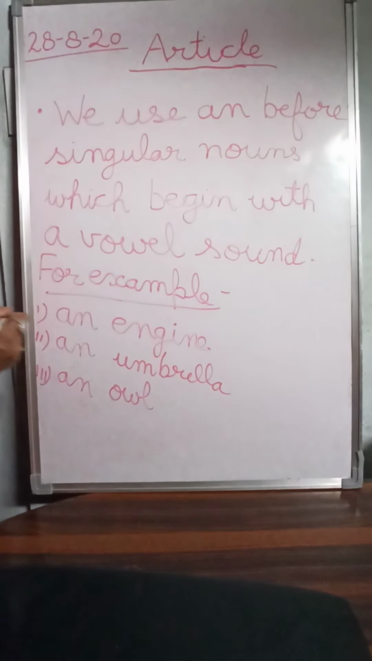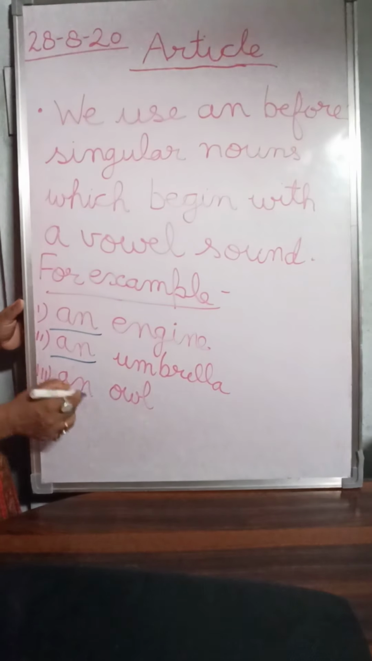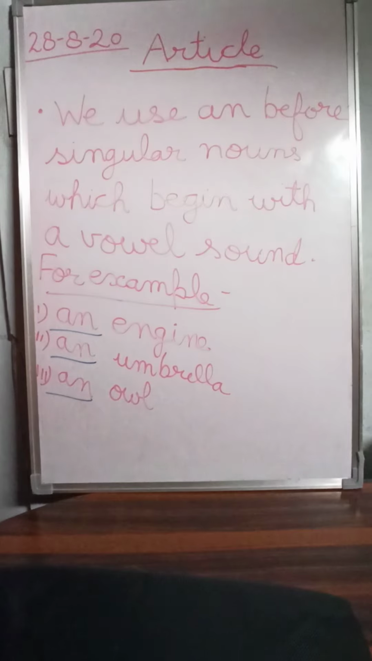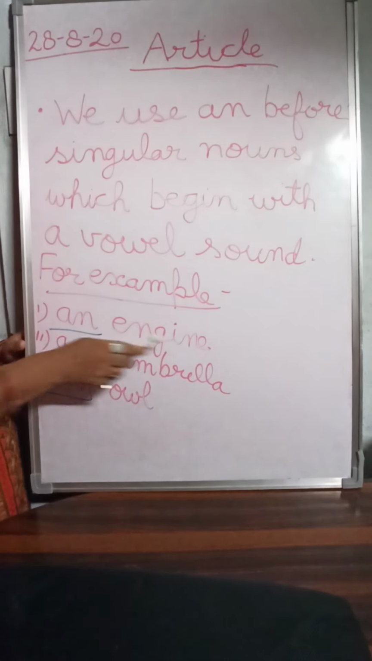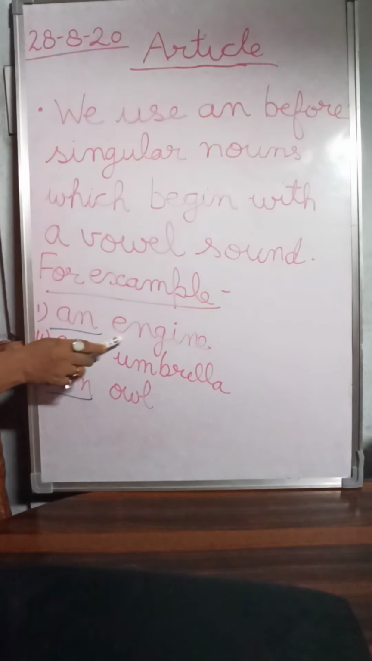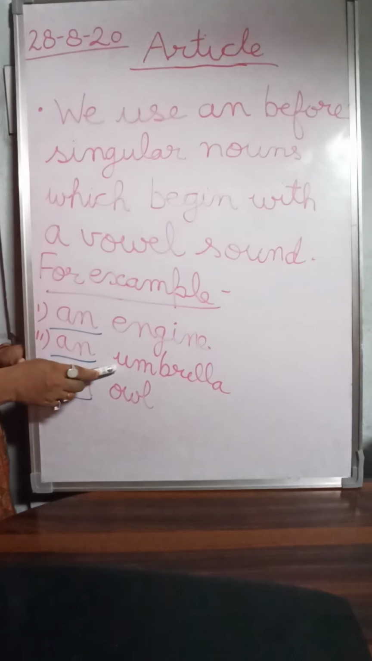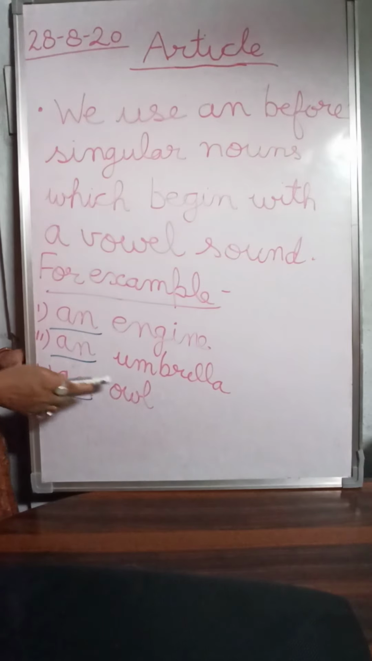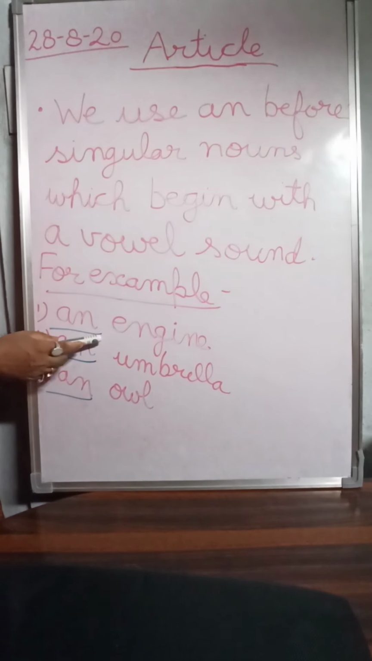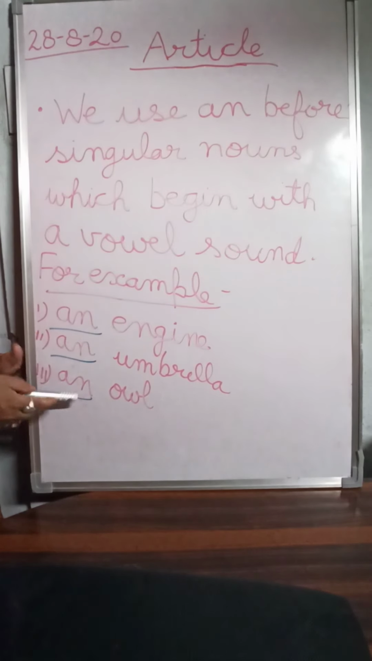Okay friends, see, in all the three words, the first letter is beginning with a vowel sound. E, engine. We will pronounce it like engine. This is umbrella. And this is owl. So, we have written an for these three words.